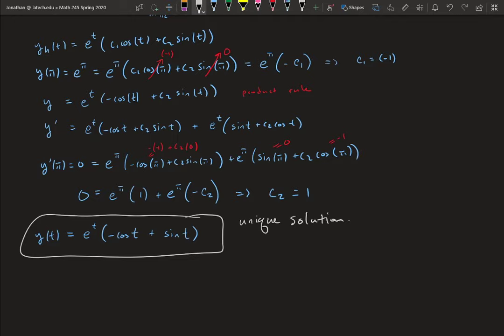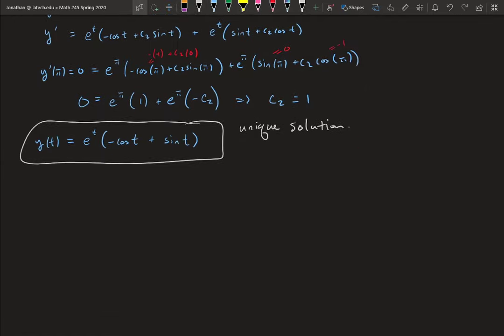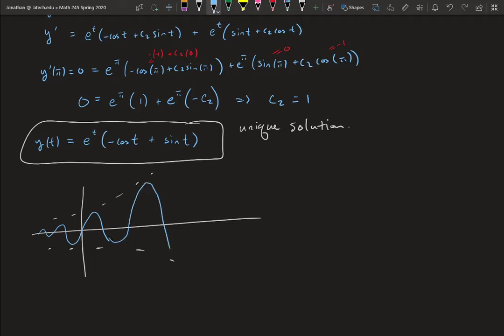So if we graph this, what does this look like? Well, the exponential function grows. And we know that a sine and cosine function can be written as a single shifted sine function, so it's going to look like this. So that's what this solution looks like graphically, if you were to graph it.